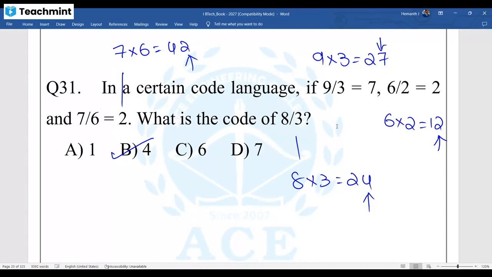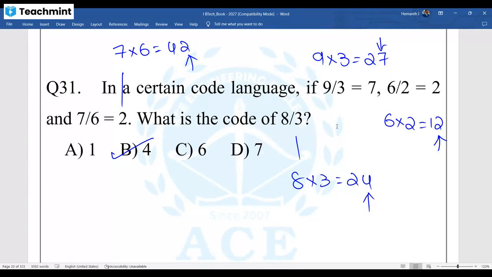Some other logic you can also take, but see which option is suitable. Some people will claim: 9 minus 3 is 6, 6 plus 1 is 7. Okay, 7 minus 6 is 1, sir, 1 plus 1 is 2. But 6 minus 2 is 4, 4 plus 2 is 5. The logic should satisfy all of those.